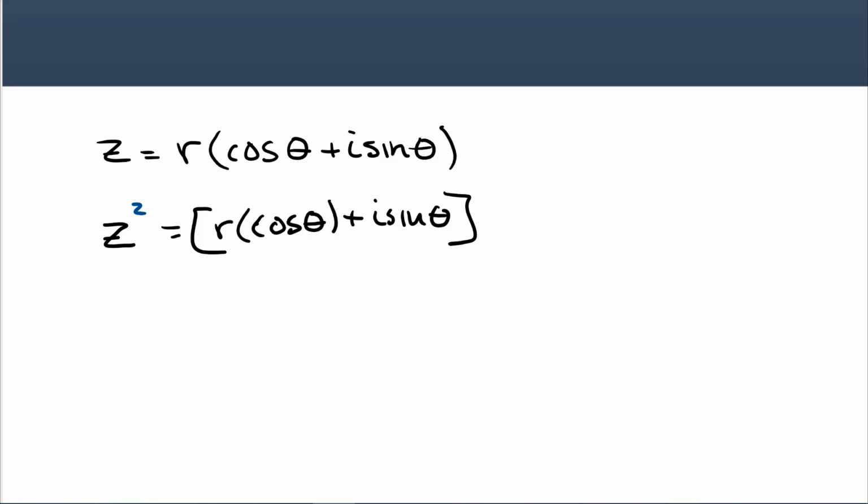Well, I don't know why I put that in there. What am I doing? What am I doing? What's going on here? Okay, there we go. And now we're going to square it.